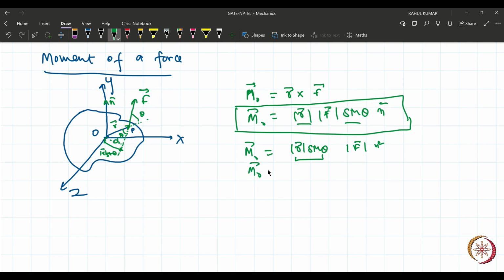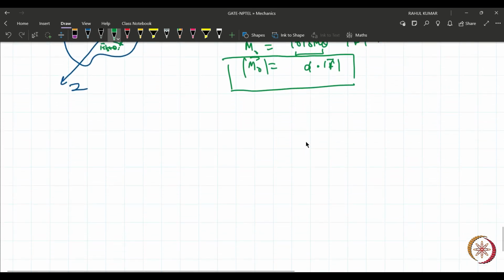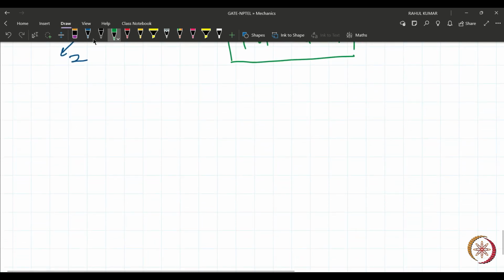So we can also say that the magnitude of M naught is d times the magnitude of F. Because I have converted M naught into magnitude, it is not a cross product actually, it is a simple multiplication. Now suppose there is a particle in three-dimensional space.